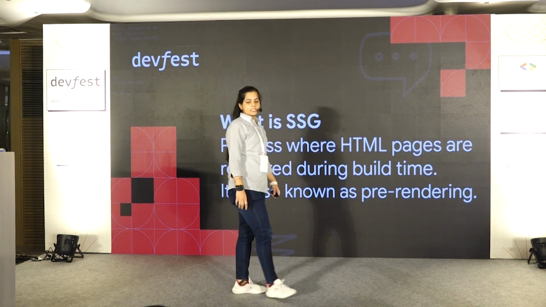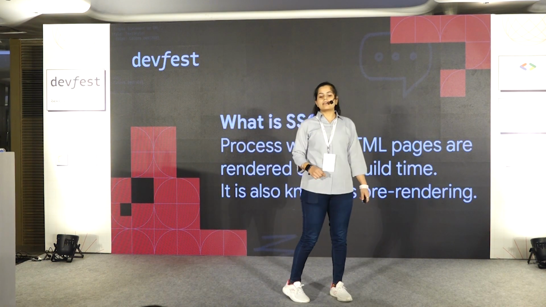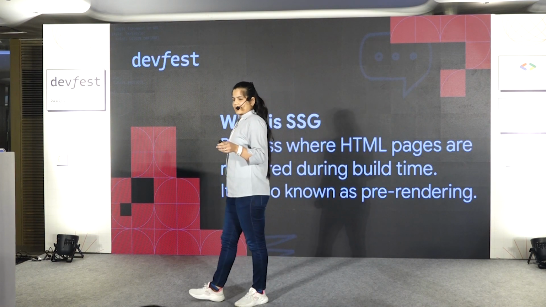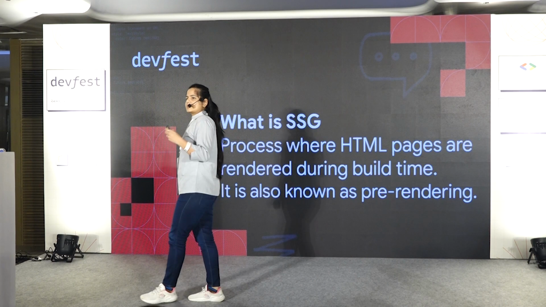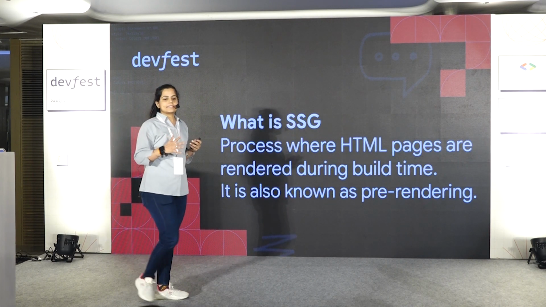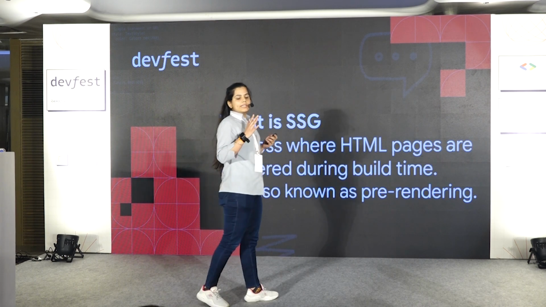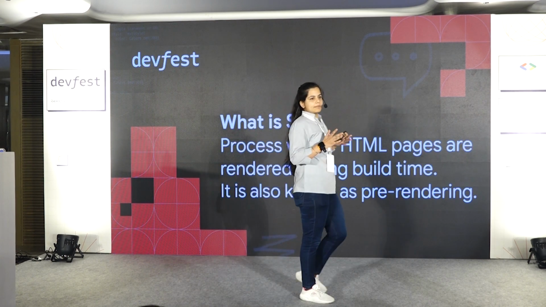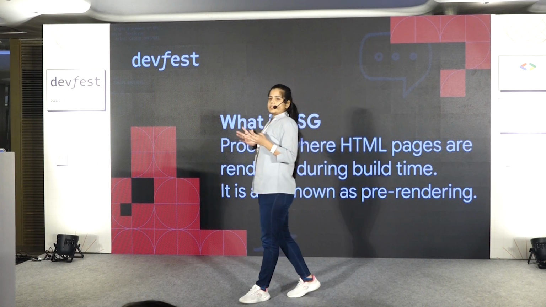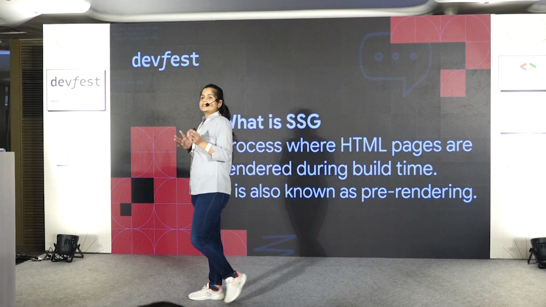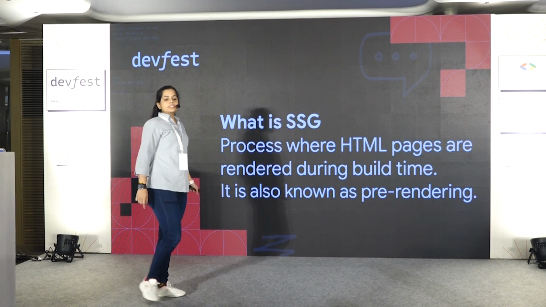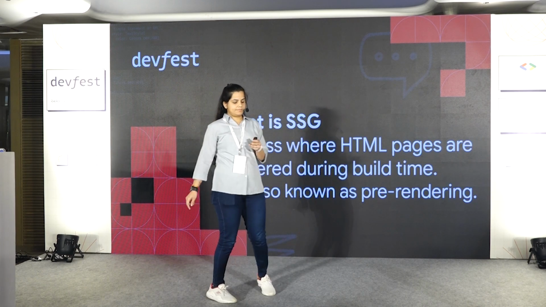There's also this term SSG. It is a process where the HTML pages are rendered during the build time. It is sometimes known as pre-rendering as well. I would suggest that if you are making any SSR-based application, you can work with SSG and SSR together. In SSG, as our HTML pages are rendered during the build time, pre-rendering is happening. So for the static routes, we can have SSG, and for the dynamic routes, we can have SSR.